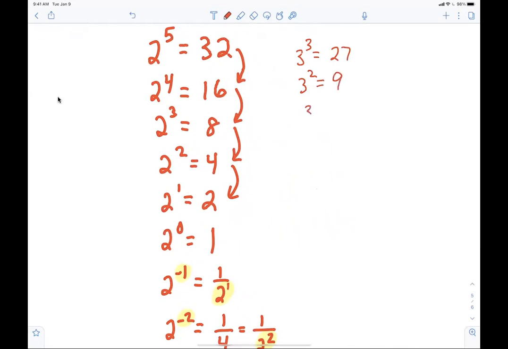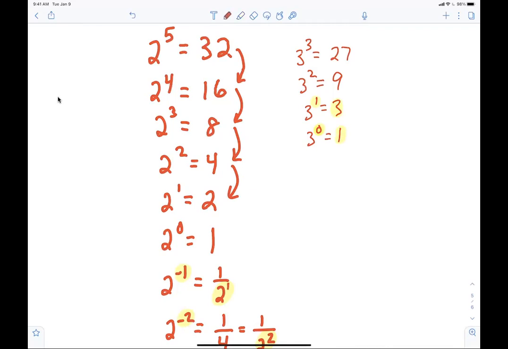What's 3 to the first? What's 3 to the 0? 1. Very good. All right. Now you can see the pattern didn't change, right? Instead of dividing by 2, we're dividing by 3. So that's how they calculated that anything to the 0 power is 1, and anything to the first power is itself.